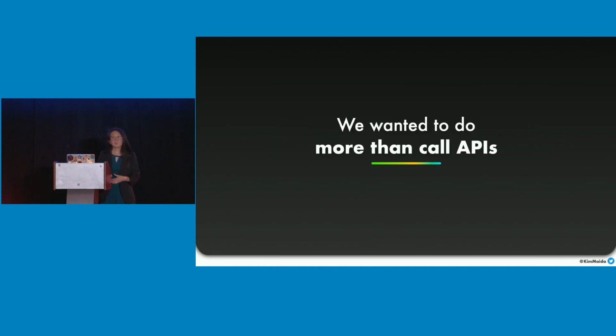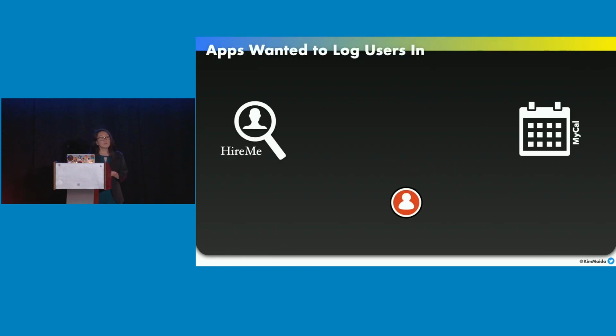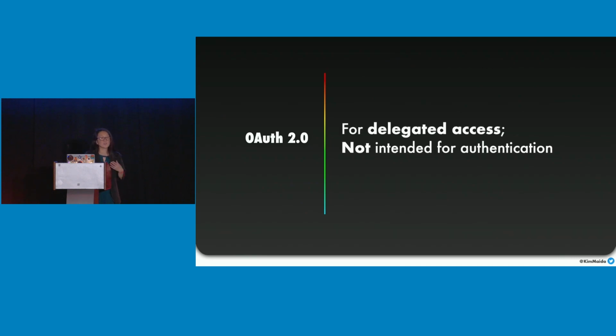But once we were able to do this, the thing that happened then was that we wanted to do more than just call APIs. We wanted to log users in with accounts that lived in other systems. For example, maybe HireMe wants a MyCal user to be able to log into HireMe using their MyCal account, even if they don't have a HireMe account. Now, OAuth 2.0 is for delegated access. It's for authorization, sorry. It's not for authentication.